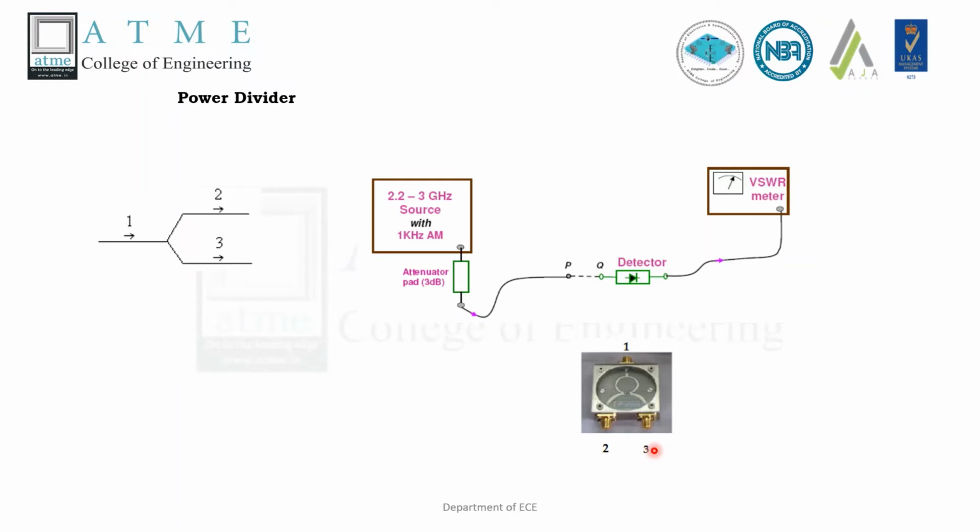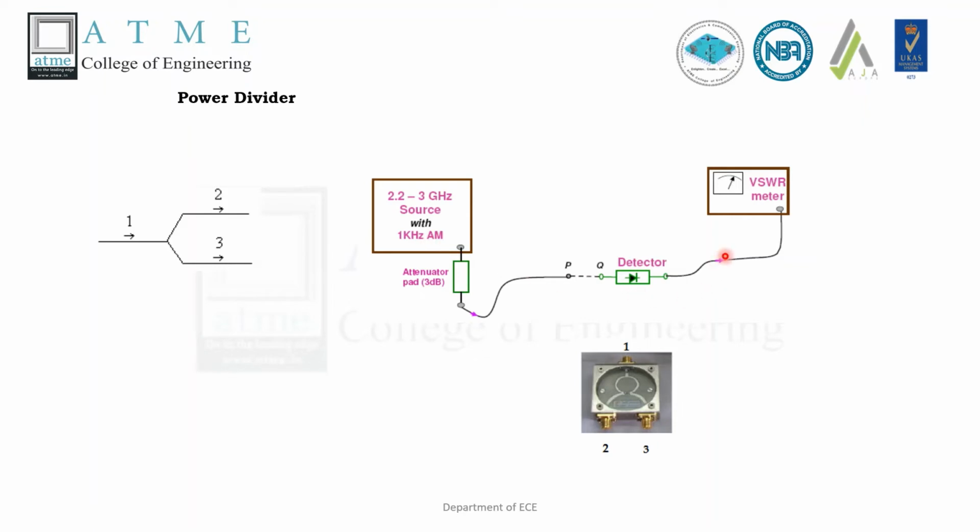To measure the isolation, remove the power divider from the setup. Insert the power divider between P and Q with port 2 as the input port connected to P, and port 3 as the output port connected to Q. Terminate port 1 using a matched load of 50 ohms. Record the readings of the VSWR meter for frequencies from 2.2 to 3 GHz, using the calibration graph.